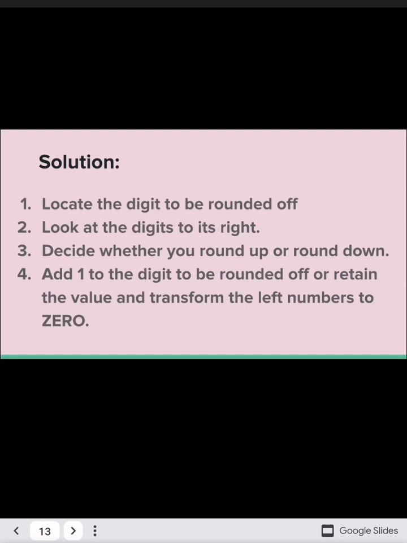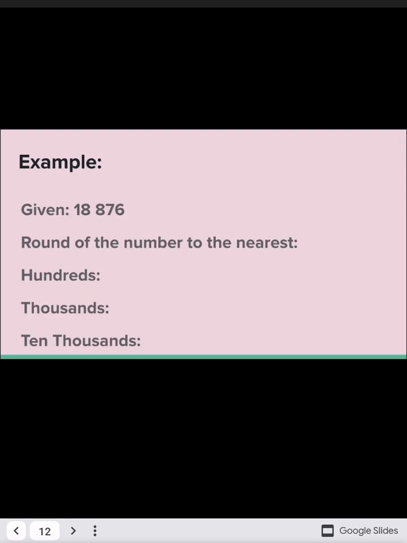When we are going to round up, it means we are going to add 1 to the digit to be rounded off, or retain the value and transform the left numbers to 0. Okay, so in this case, the number in the hundreds place is 8. The number next to it, to its right side, is 7. 7 is greater than 4, correct?